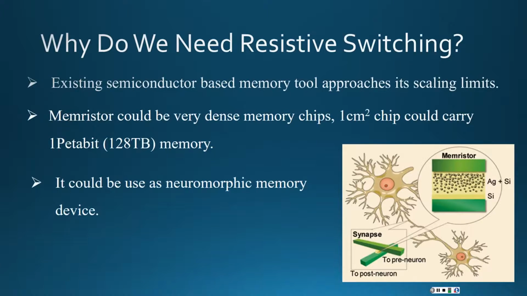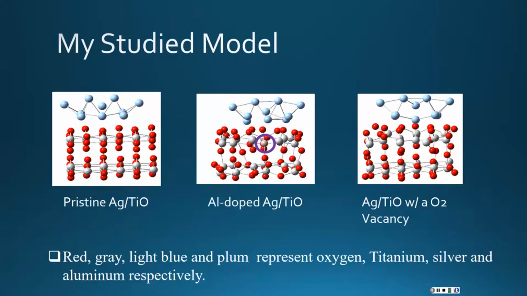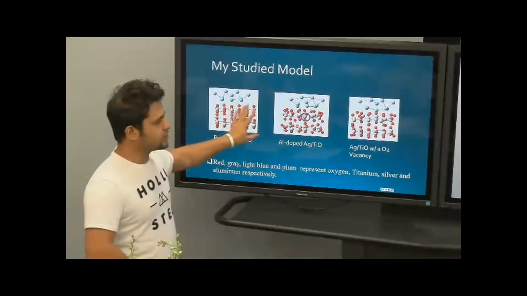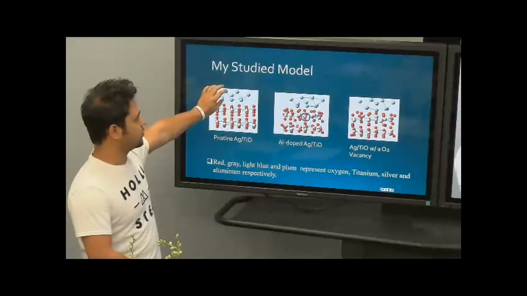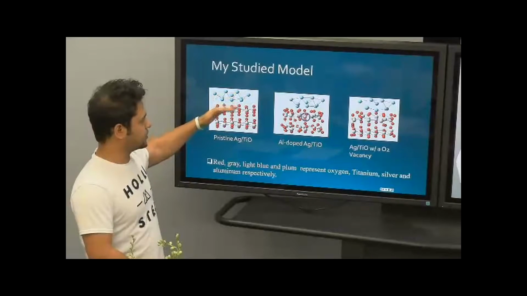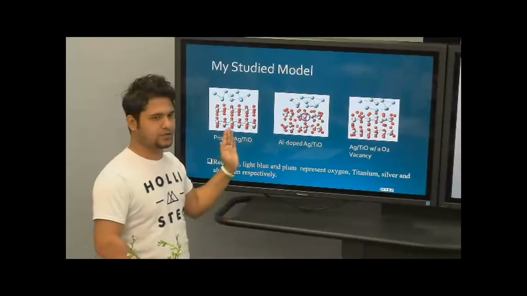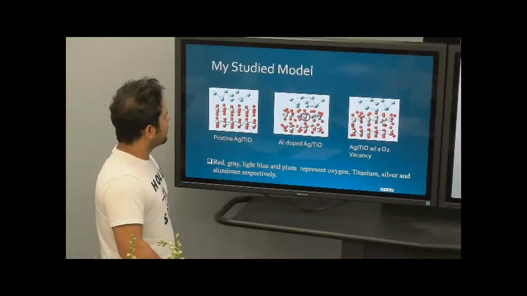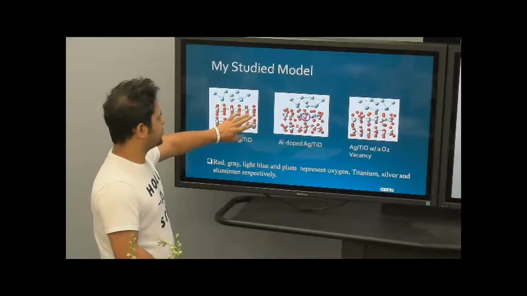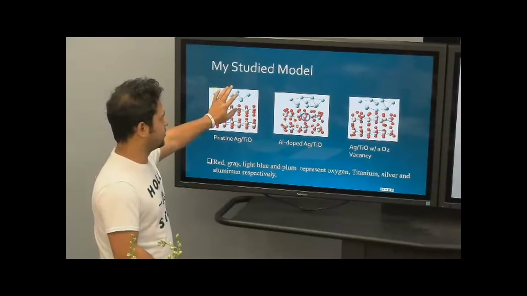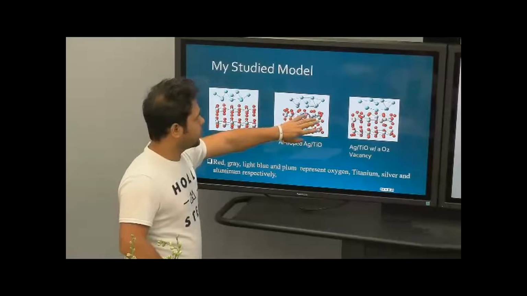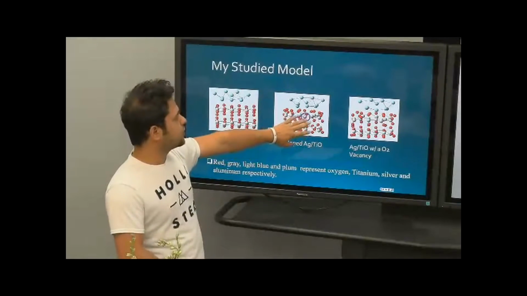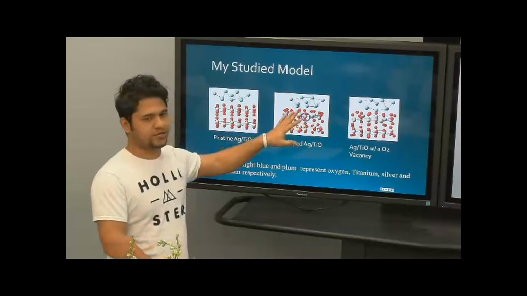To do this, I considered my models. In my models, I am considering one titanium oxide layer with a metal layer on top of it to study these properties. I studied this system in bulk using simulation. This one is the pristine metal oxide layer with the metal, and in this one I replaced one titanium with aluminum in the titanium oxide layer to see how it changed the conductivity.